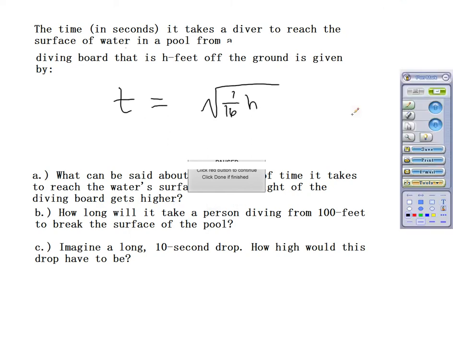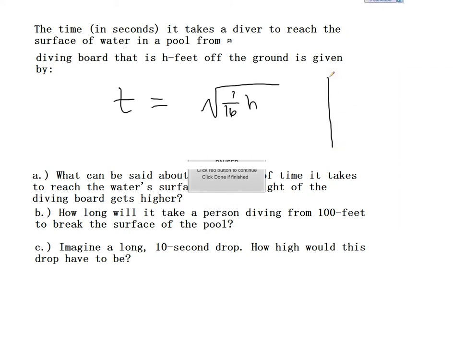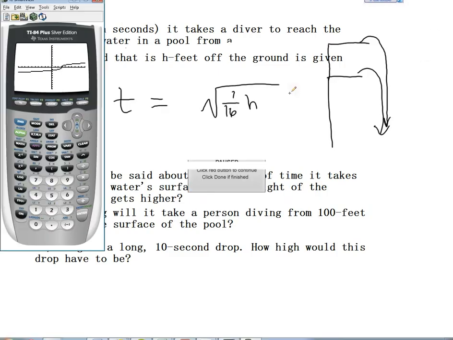Well, you can probably imagine what's going to happen. If this is you up here on the diving board, then the higher that diving board gets, the longer it's going to take. So if that rises a little bit more, it's going to take you a little bit longer to reach it. However, if we plot this function, we'll do the square root, and then parenthesis 1/16 times x, and I just take a look at the graph of this.